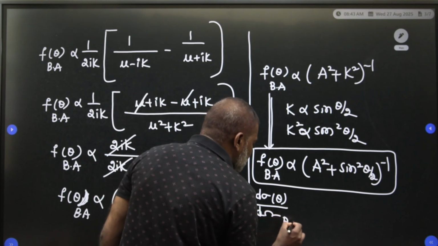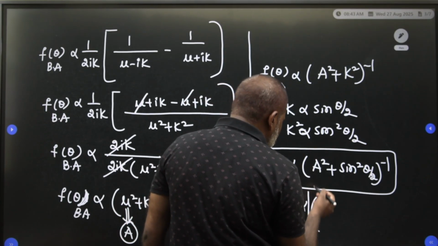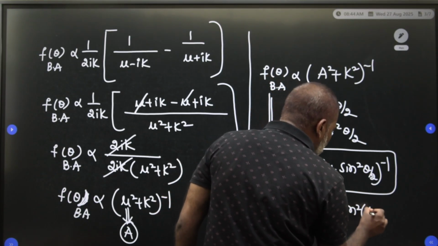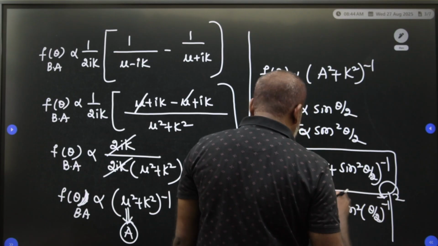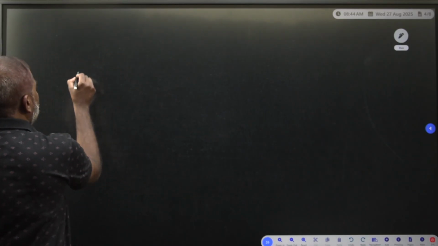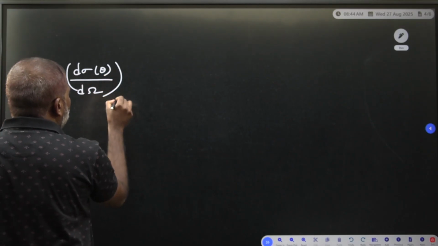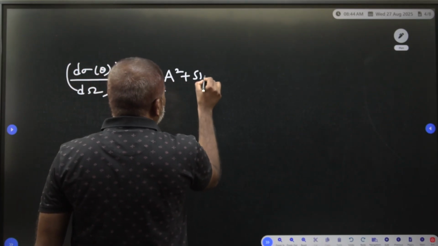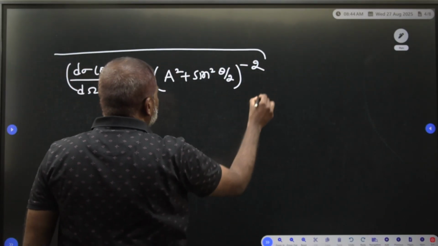But what they are asking is the differential cross section under the Born approximation. It is the modulus of this, so (a square plus sin square theta by 2) to the power of minus 1, whole square, so minus 1 into 2 gives minus 2. Therefore the differential scattering cross section under the Born approximation is directly proportional to (a square plus sin square theta by 2) to the power of minus 2. So this is your answer.